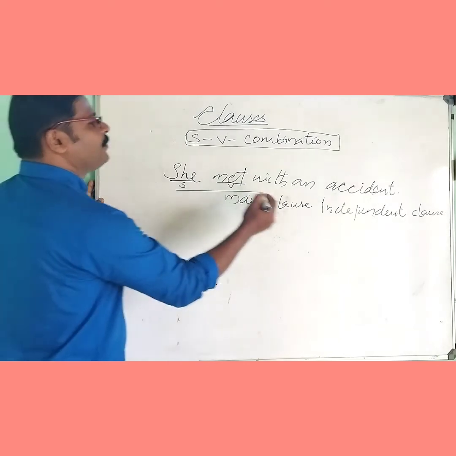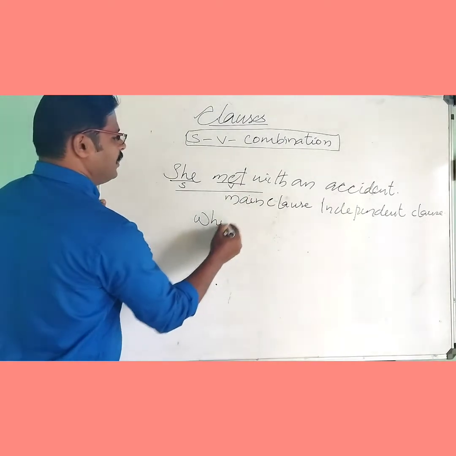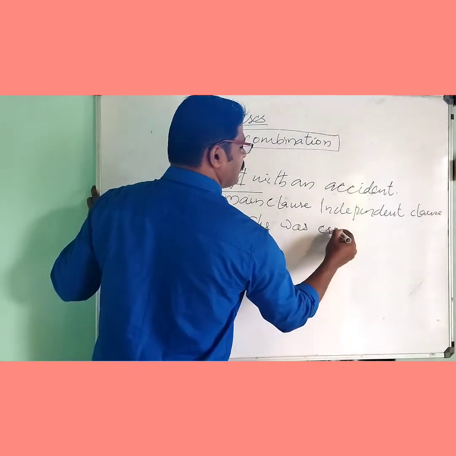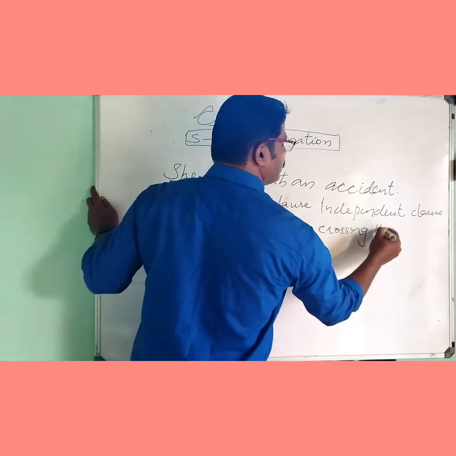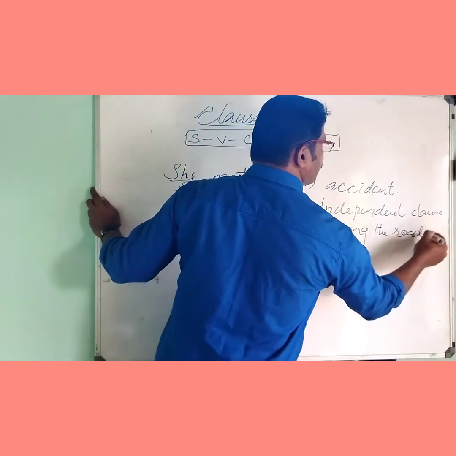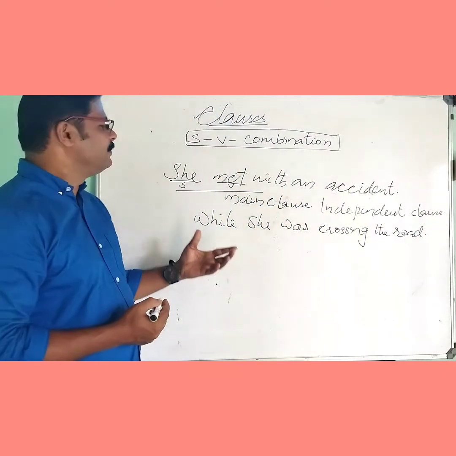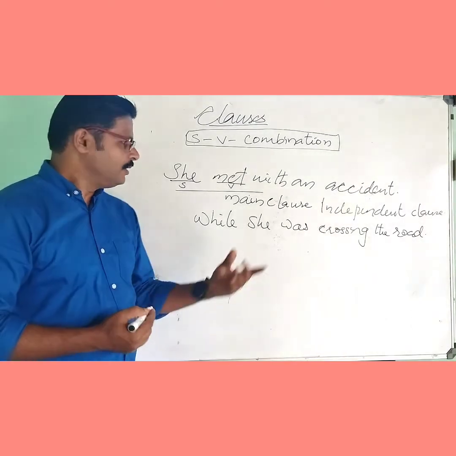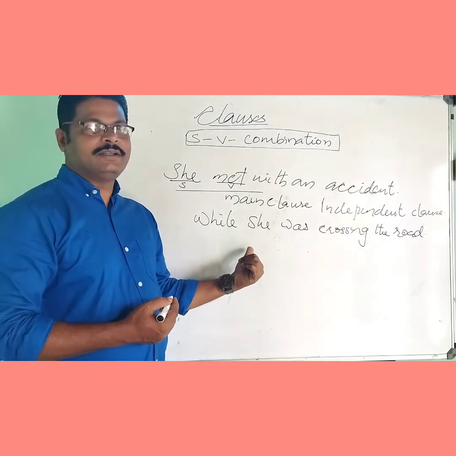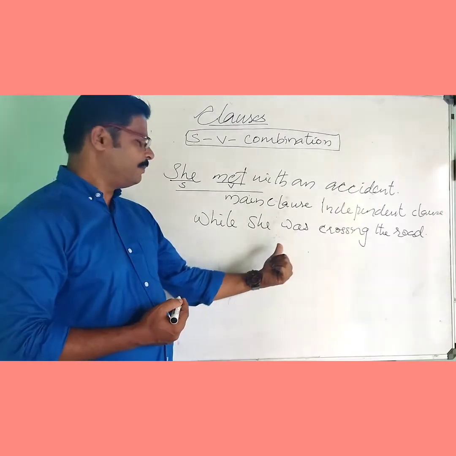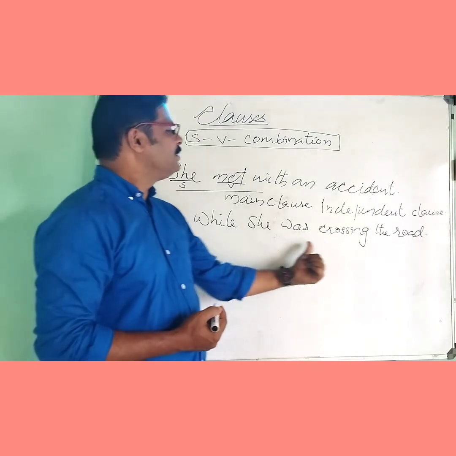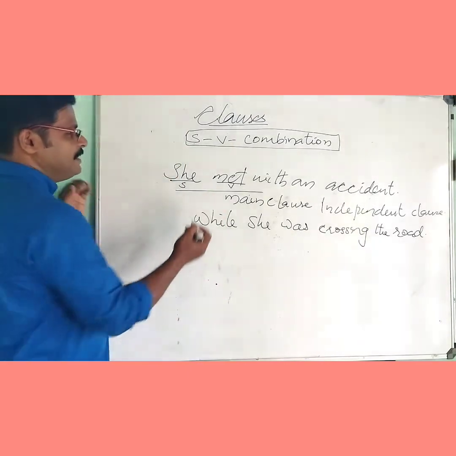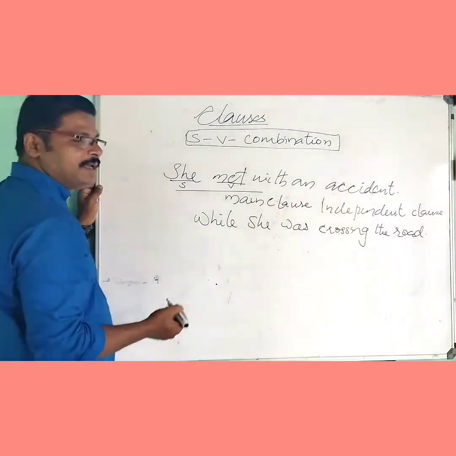Now let us see if I am going to add something. While she was crossing the road. If I simply say while she was crossing the road, does that give a complete meaning? No, it doesn't. We'll always have a question in our mind: what happened while she was crossing the road? So that is not complete. So we can put it, she met with an accident while she was crossing the road. We can make it a single sentence.